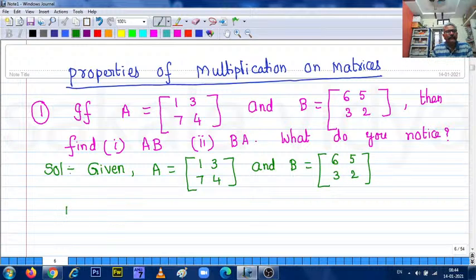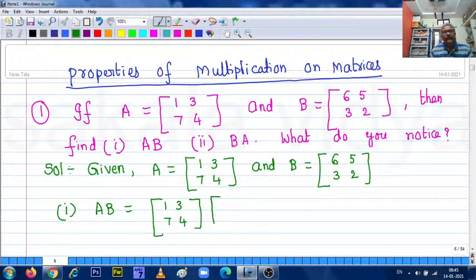First question. Let us find out AB, product of AB. So can we multiply A and B? Can you find AB? Because it is 2 by 2, it is 2 by 2. So that we can get 2 by 2 matrix of order AB itself only, so that they can be multiplied. The first is 1374 multiplied with 6532. Product of two matrices is also a matrix. Row column method you need to follow.